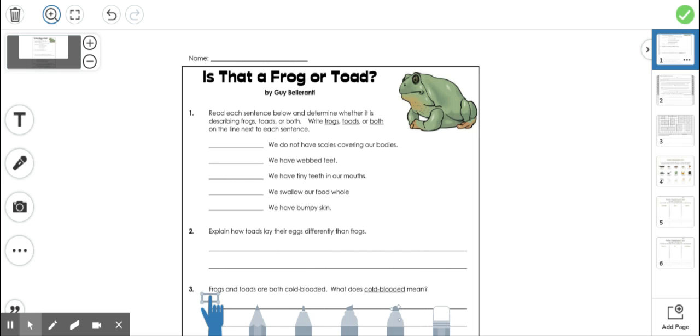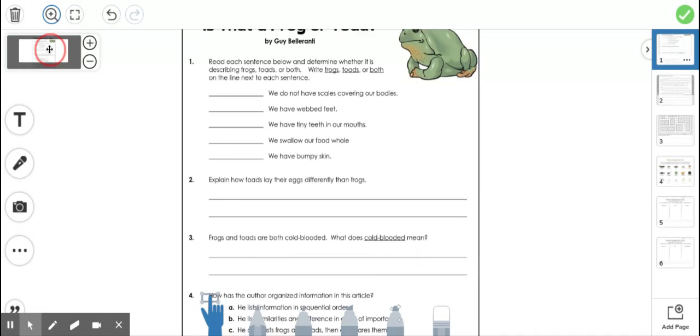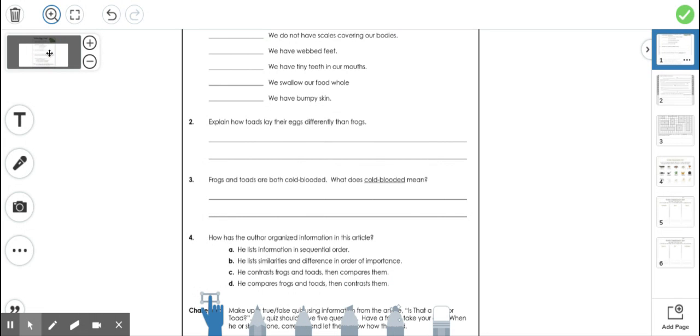So when it says we do not have scales covering our bodies, it's not talking about you. Okay, is that frogs, toads, or both? We have webbed feet. Frog, toad, or both? Go down the same way. Down here in number 2, it says explain how toads lay their eggs differently than frogs. You might have to go back and find that in the text.